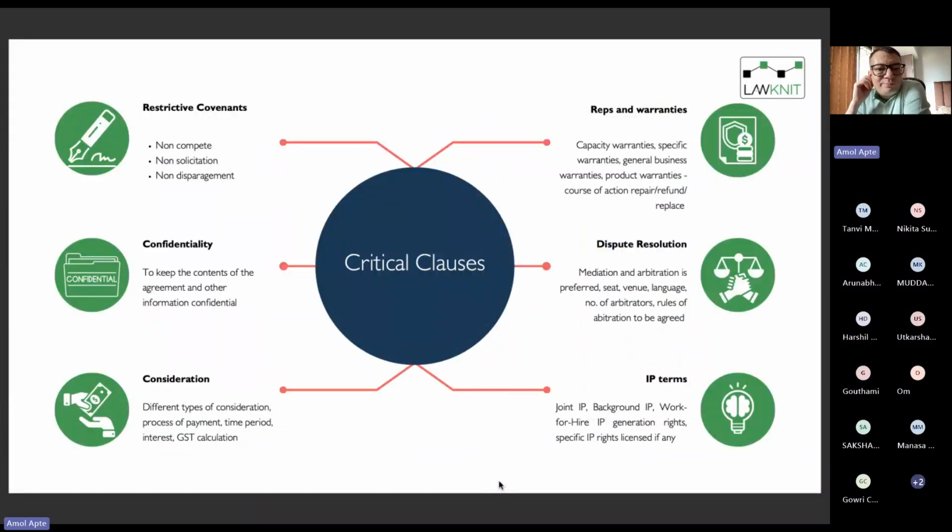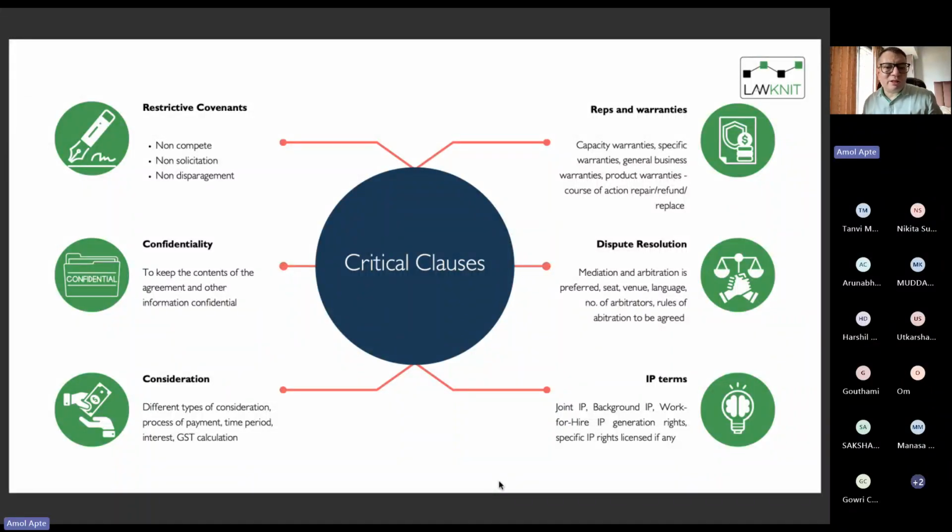Moving on from there, now let's understand certain critical clauses in the agreement which need to be viewed, reviewed, vetted very, very carefully. There are certain clauses which fall under restrictive covenants. Those restrictive covenants put certain level of restrictions on the party to not do certain things during the tenure of the contract or sometimes even after the termination of the contract.